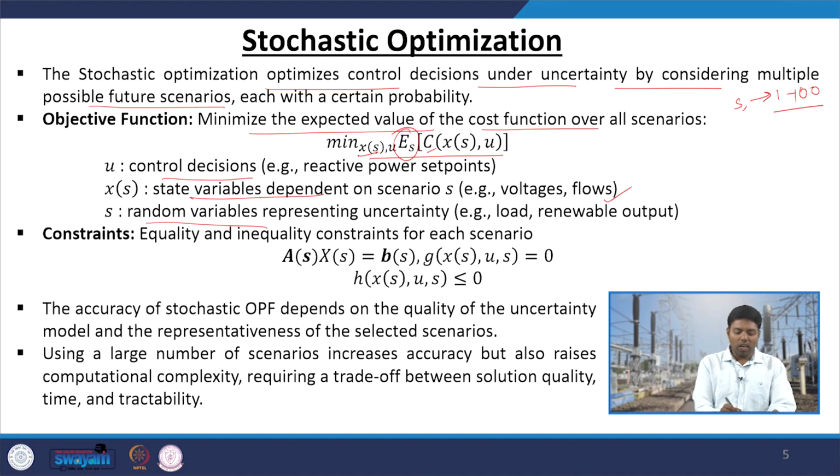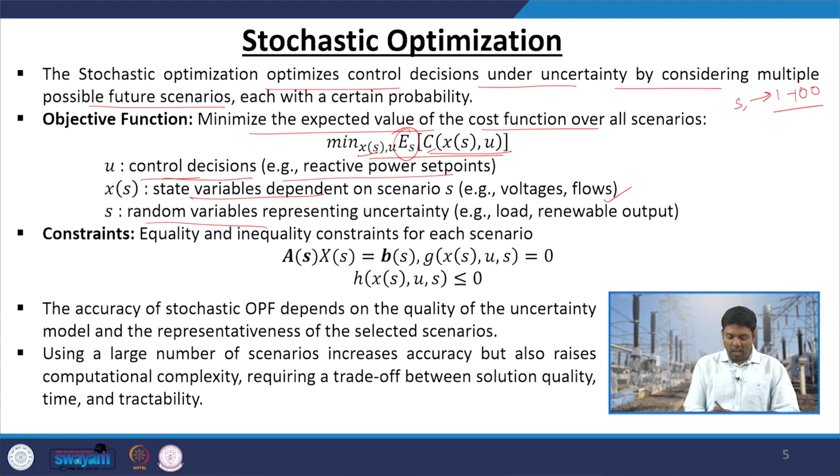Then you may ask, why then are the control decisions not scenario dependent? Because you cannot implement multiple solutions, right, to a single control point. So, that is why you will take the expected value of the control decisions. So, whatever control decision you get from all of the scenarios, that should be a unique solution that you can feed to the proper component.